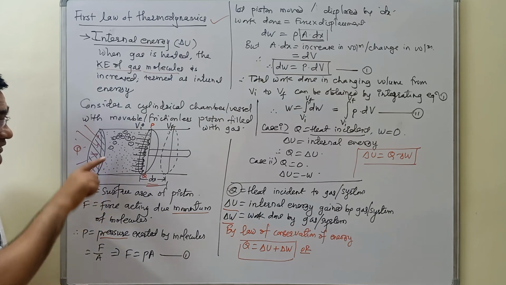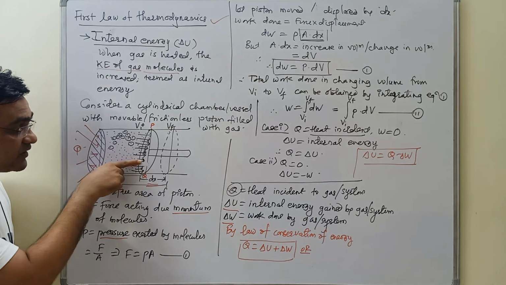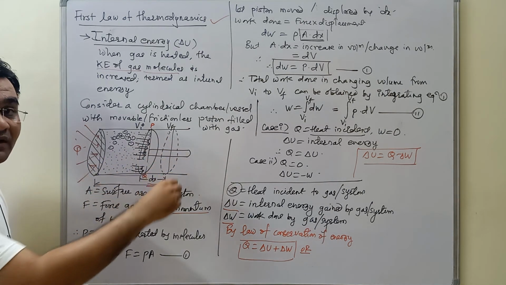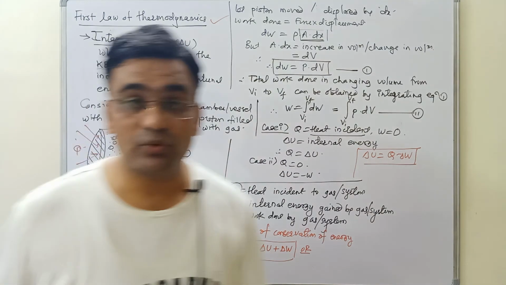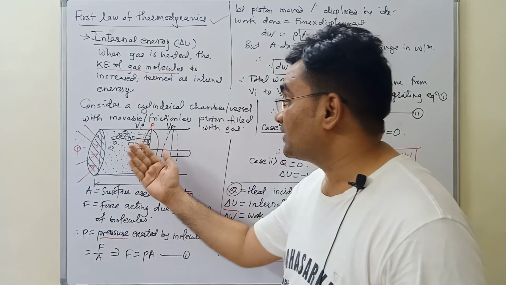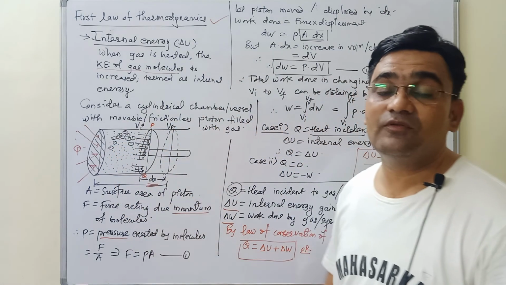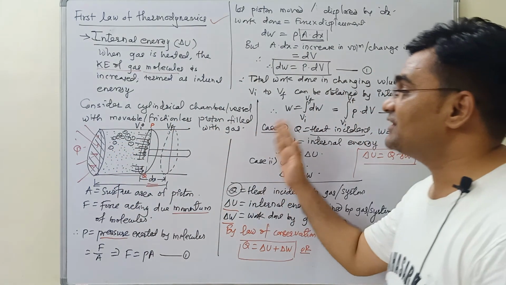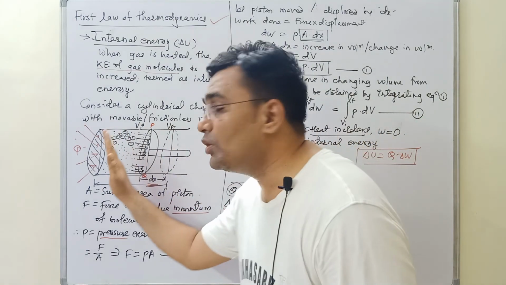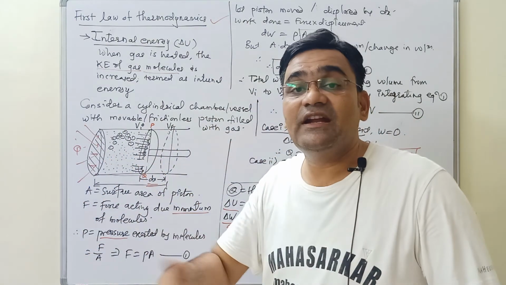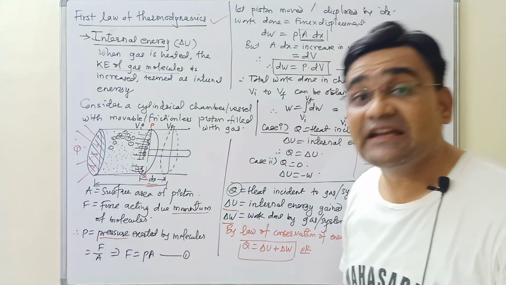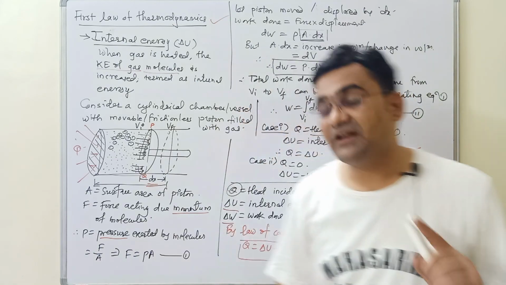Here, if the system has done work on the piston against the surroundings, then work done is taken as positive. The system has done the work, meaning because of the system the piston has moved, then work done is what? Positive. But sometimes when excess pressure from the surroundings is there, the piston moves inside, so the volume decreases. In that case, we consider work negative. Work done is what? Negative.